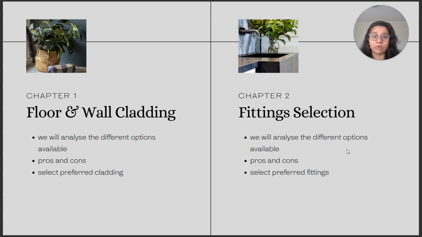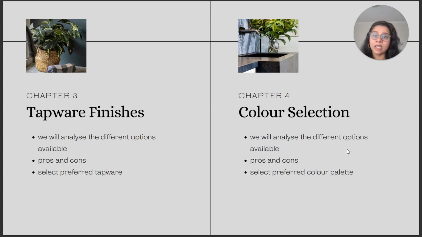In the first one, floor and wall cladding, we'll analyze the different options available. We'll look at the pros and cons, and you can start thinking about your preferred choices. Second, when we come to the fittings, again, analyze different options, the pros and cons, look at your preferred finishes. Now, most of these you can actually sit in your space and have a look at online options. And once you've figured out what you're after, you can go out in store and have a look at them personally. So I have given you some hints and tips on which stores you can look around.